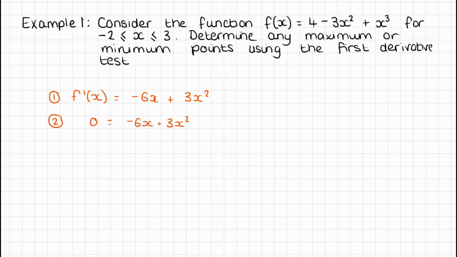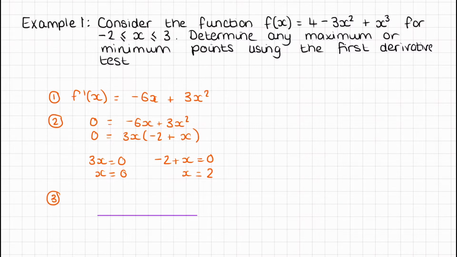So from here we're just going to solve this quadratic. We can do this by factorising. And when we do this, we will find that x can be 0 or x will be 2. So that's where our two turning points are, at 0 and 2. But we don't yet know if they're maximum or minimum. So that's now when we draw a nice little sign diagram.